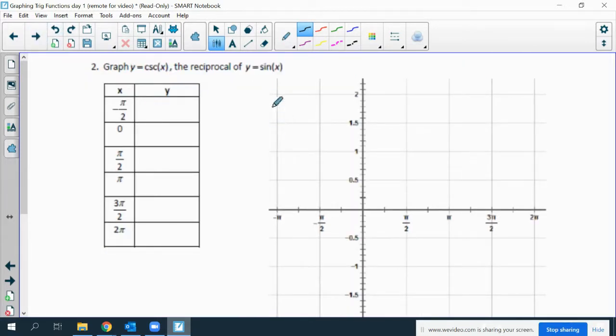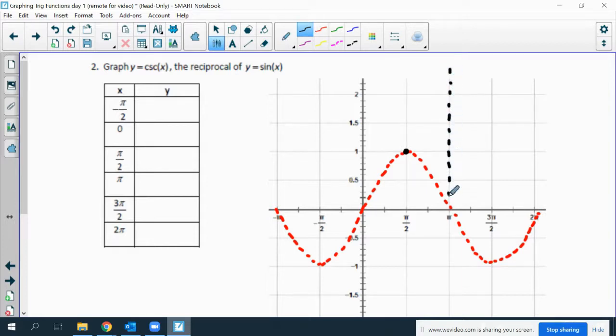Cosecant is the reciprocal of sine. And so what I'm going to do is graph sine, and then take the reciprocal of that graph. So if I look at the reciprocal of 1, that would be 1. The reciprocal of 0 is undefined. So when I have the reciprocal of 0, that will end up being an asymptote for me.